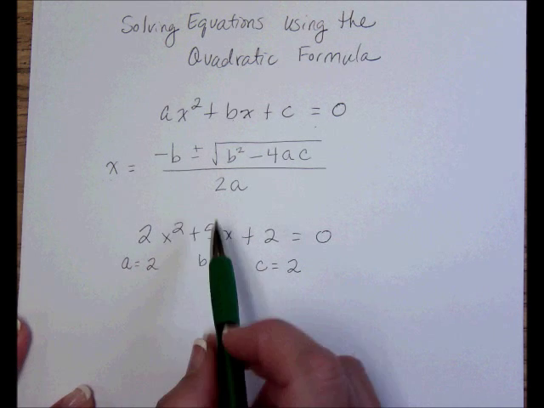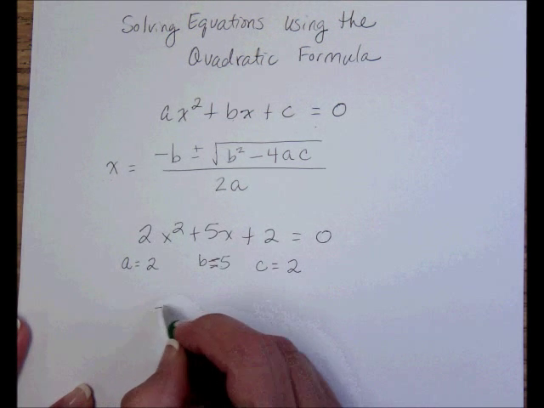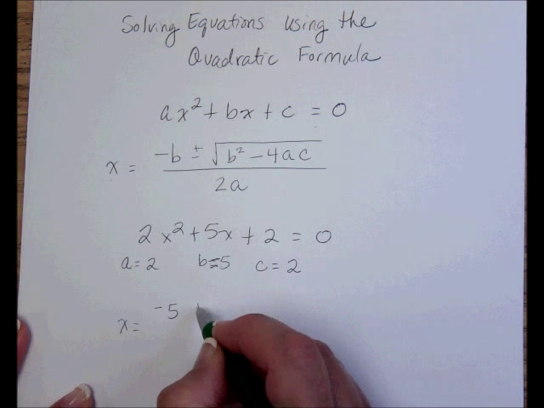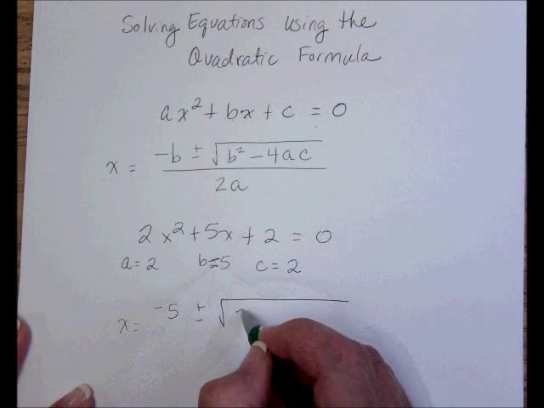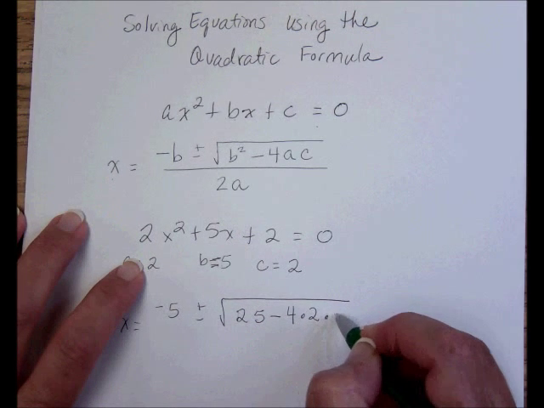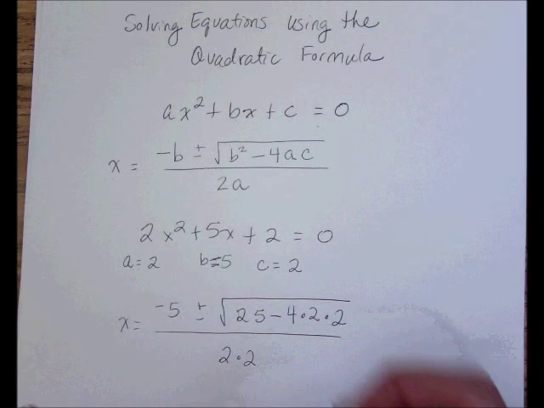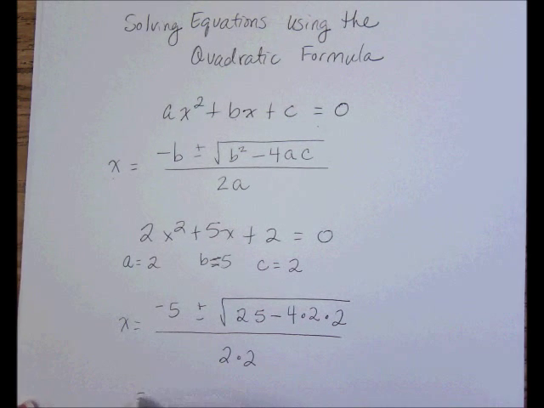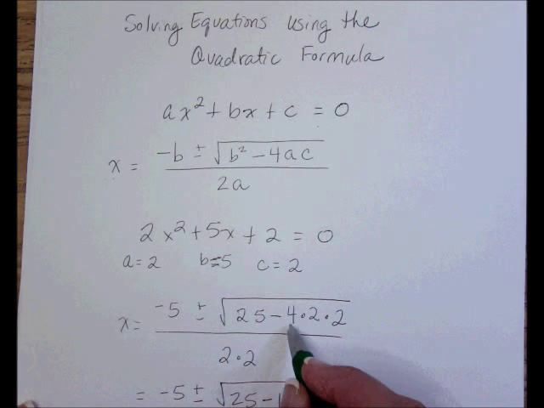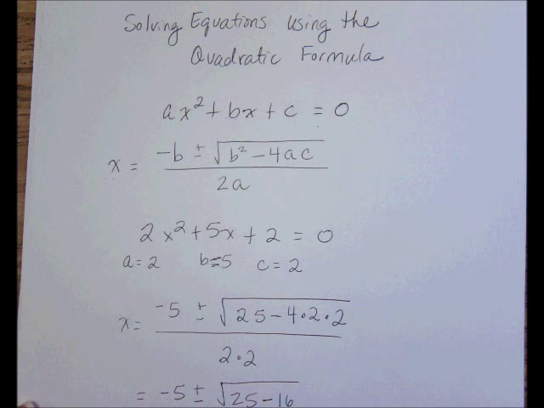So I begin by plugging in, and I take the opposite of b, which is going to be negative 5, and I do plus or minus, and then b squared is going to be 25, minus 4 times a, which is 2, times c, which is 2, and divided by 2 times 2, because a is 2. So I just start simplifying. I have negative 5 plus or minus the square root of 25 minus 16, because 4 times 2 is 8, times 2 is 16, divided by 4.